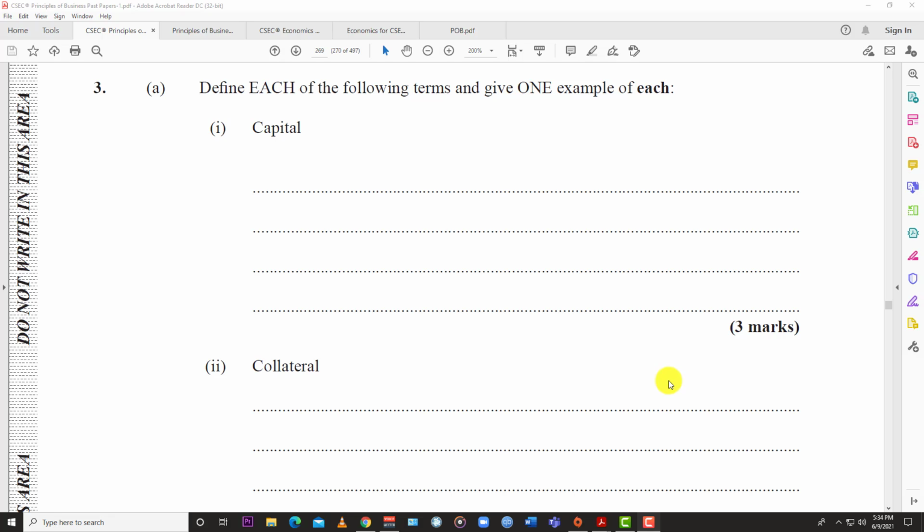Welcome back to Learn SKN, and today we're going to pick up where we left off with this Principles of Business paper. So we looked at number 2 in the last video, and so today we're going to be looking at the May-June 2016 paper 2 number 3. So we're going to do number 3 for the May-June 2016 paper 2 for CSEC Principles of Business.